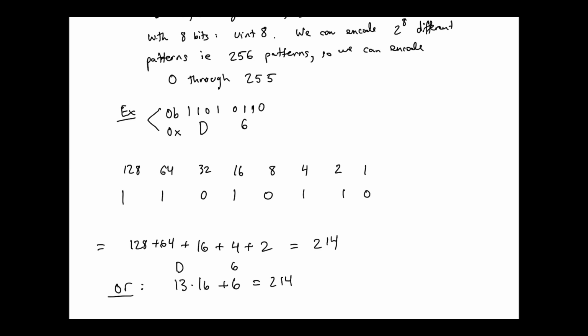So what would 255 be if we encode it in binary? Everything would be a 1, right? A 128 plus a 64 plus a 32 plus a 16 plus an 8 plus a 4 plus a 2 plus a 1, that's all 255. That's the largest thing you can encode as an unsigned integer with 8 bits. Okay, what would that correspond to in hexadecimal, by the way? All 1's would be FF, exactly. Okay, is that okay?